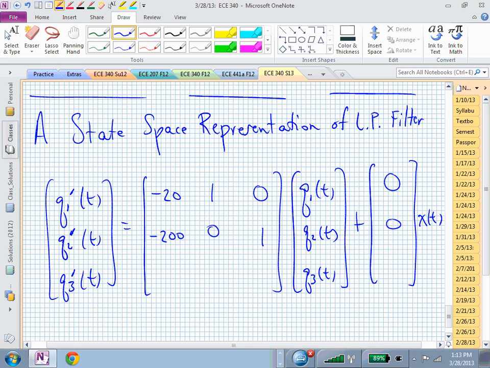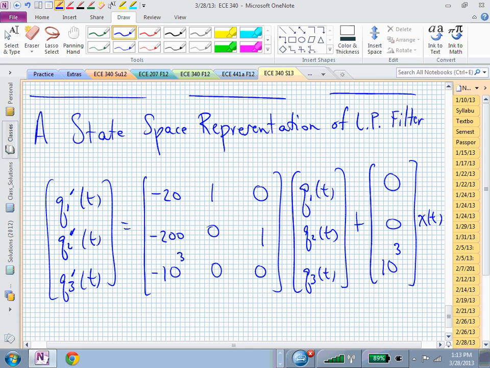And finally, the last row was minus 1,000, no other states, and 1,000 for the scaling on the input X. Which, if now somebody gave you the transfer function, you could immediately fill in this matrix.